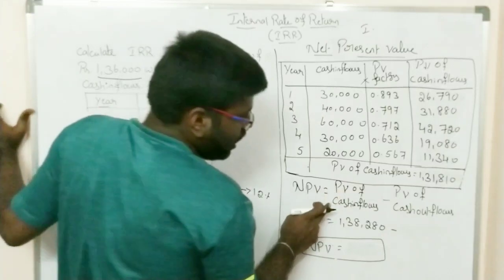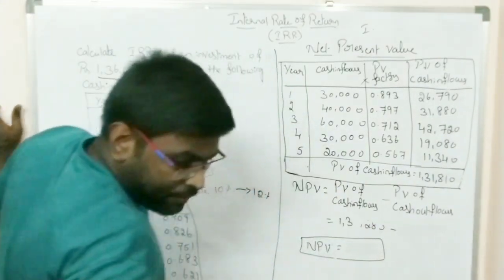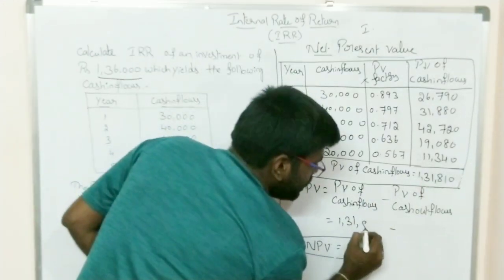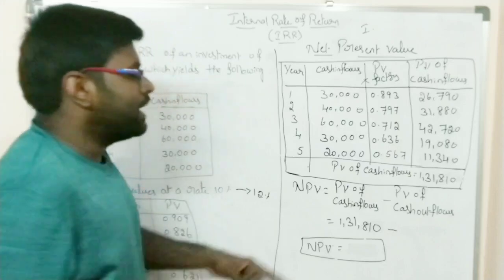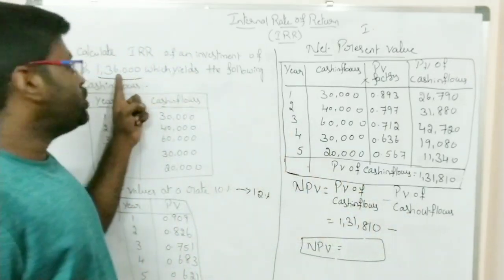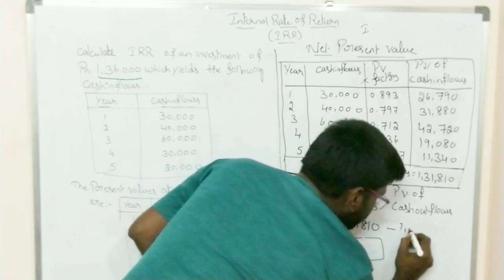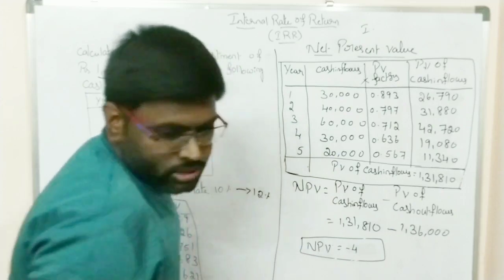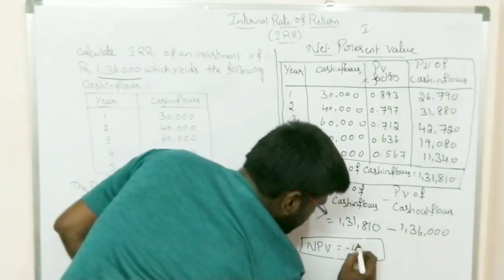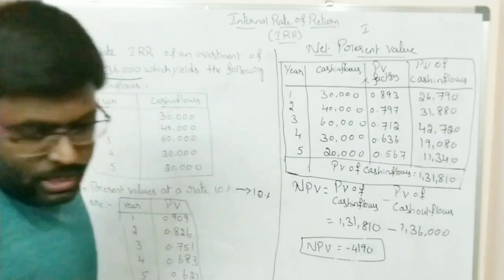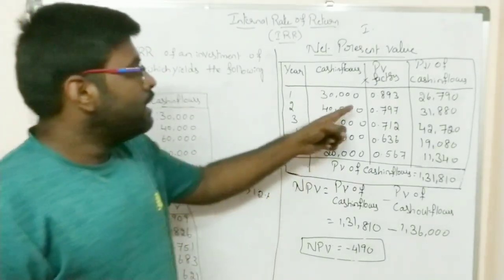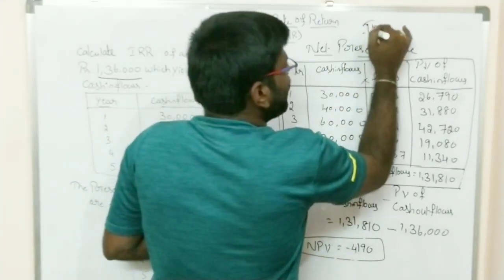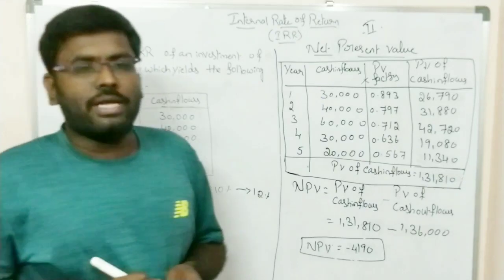So it is present value of cash inflows. Here the present value of cash inflows we have calculated is 1,31,810 minus present value of cash outflows, which is the initial investment, 1,36,000. Now the difference will be minus 4,190 rupees. So this is the NPV at 12% rate of interest. This is the second step we have to do under the calculation of net present value.